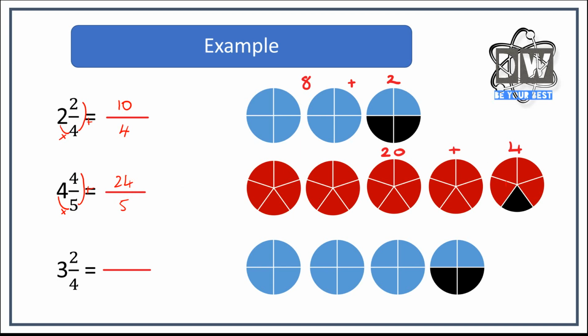And on the last one here, before I hand over to you and for you to give it a great go on your own, I've got 3 timesing by 4. Look, 4, 8, 12. So I've got 12 there. But I've also got to add the last 2 on, which will give me 14 fourths.